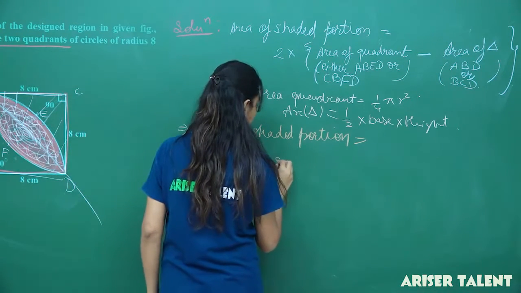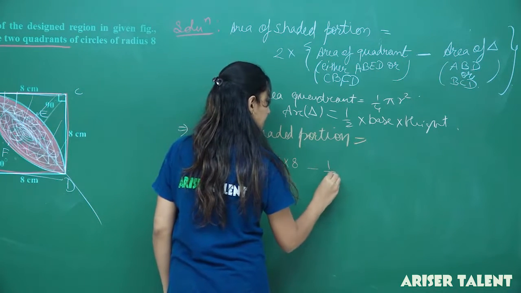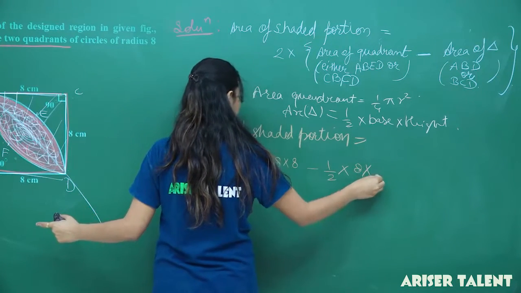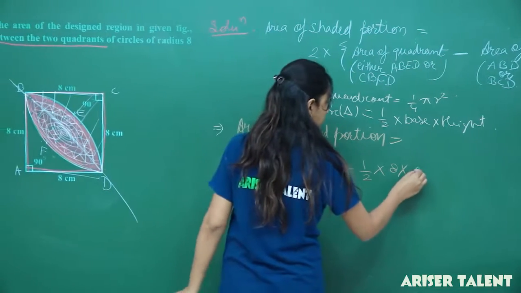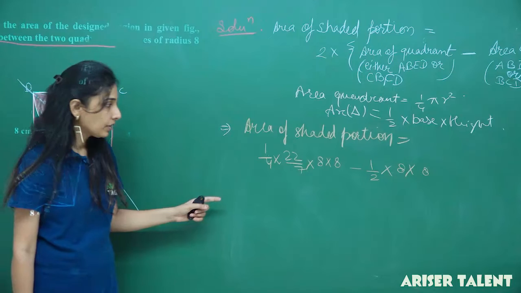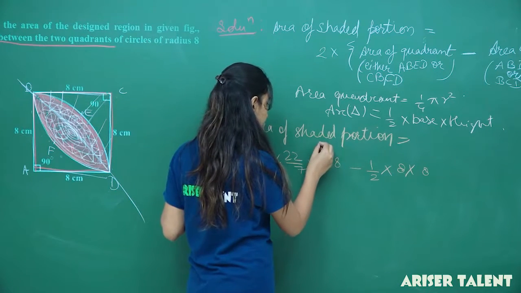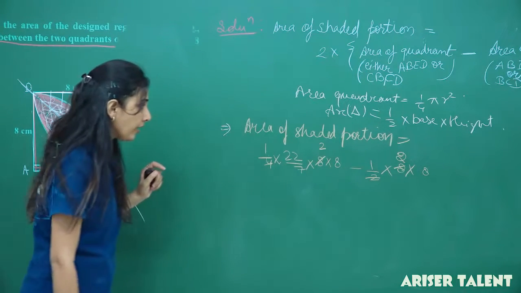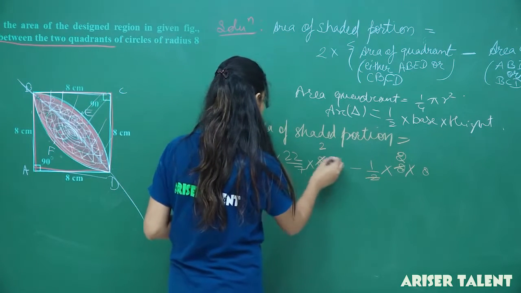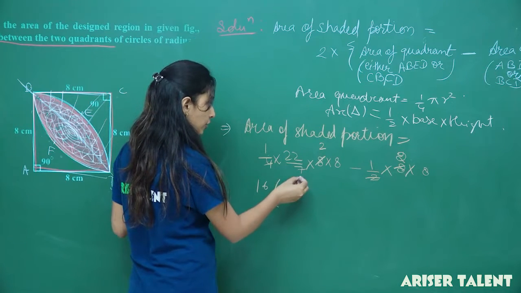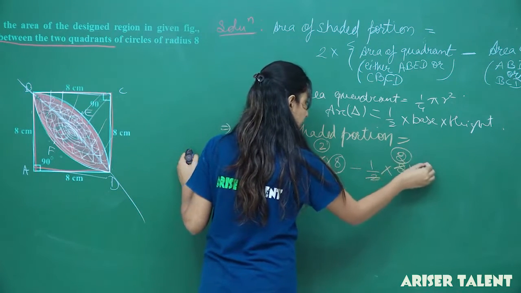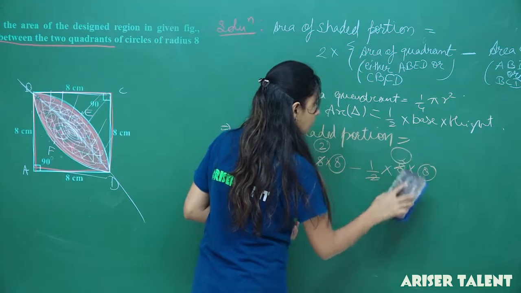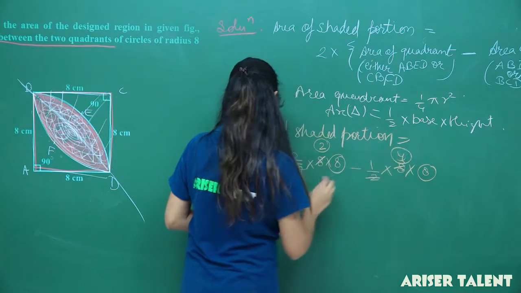Now r is what? r is 8, multiplied by 8, minus 1 by 2 base. Now the base of this triangle, if I am taking this triangle, base is 8 and height is what? 8, right? Now what I can do, I can cut this 4 by 2 times and this by 2 times again. If I take 16 common here, what will you have? I have taken this 16 common here and here. Am I mistaken somewhere? That will be cut by 4, and that will be by 2.